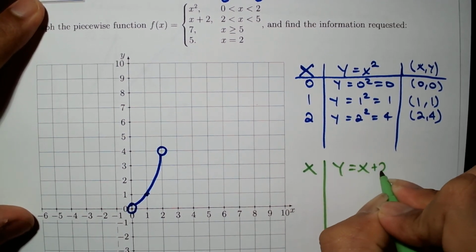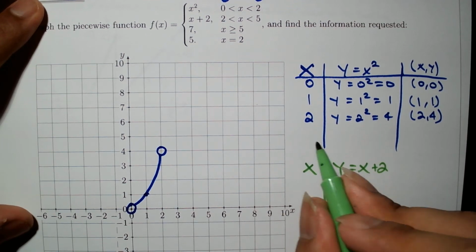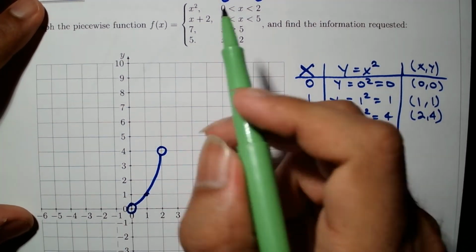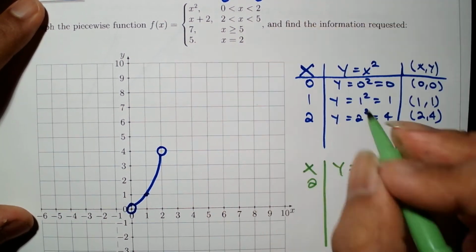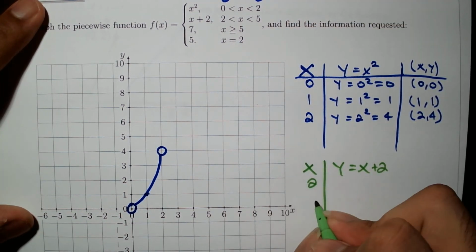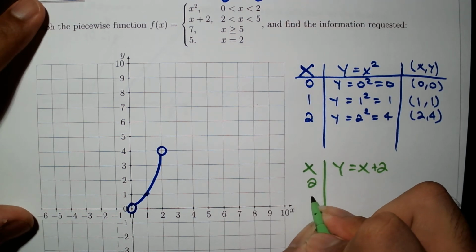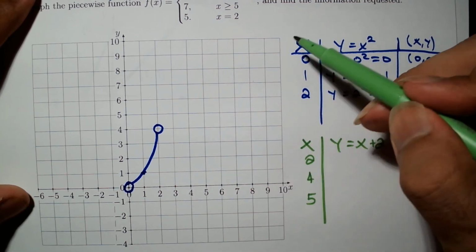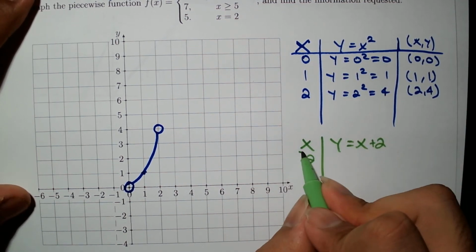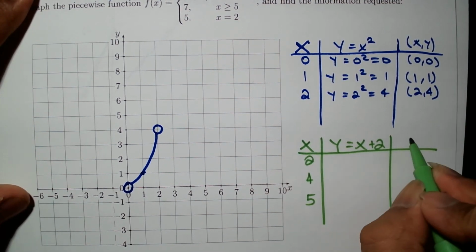Y equals x plus 2. So I'm going to choose values from 2, 3, 4, and 5. I'm just going to skip a few. 2, I'm going to go all the way to 4, and then 5. I mean, it's a linear equation. It's going to be a straight line, so no need to do all of them.